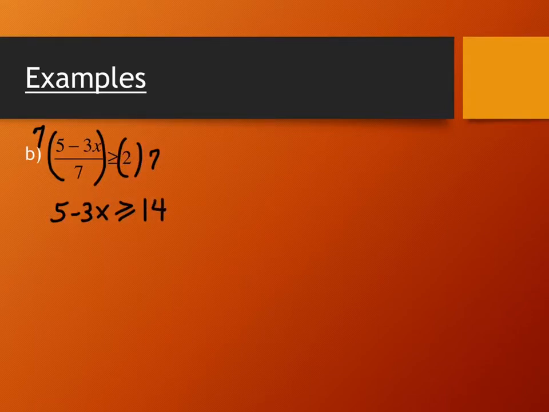All right, what's next? Subtract a 5, I agree. Okay, I have negative 3x on the left, and I have 14 minus 5. What is that? 9 on the right. All right. Here's where the change happens. We need to divide by negative 3, agreed? Okay.